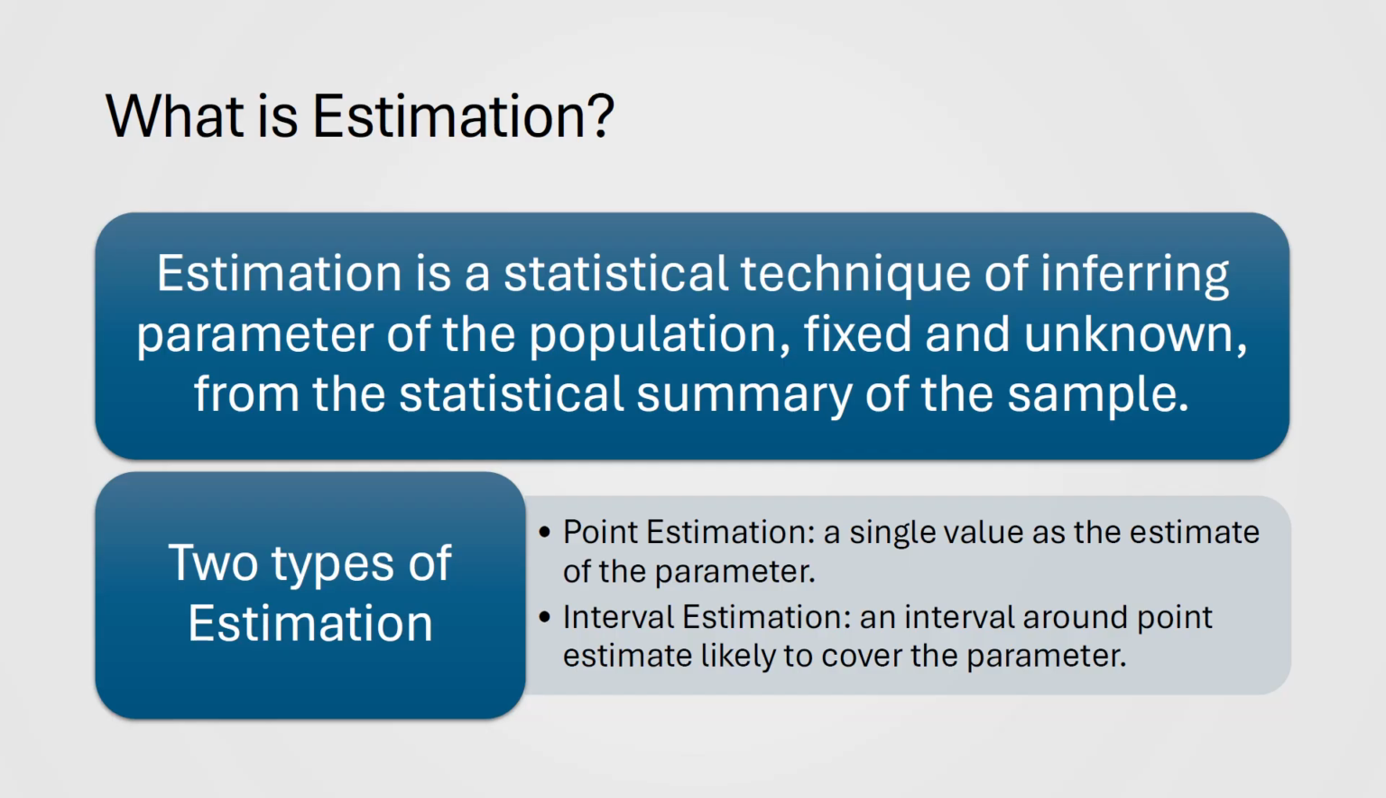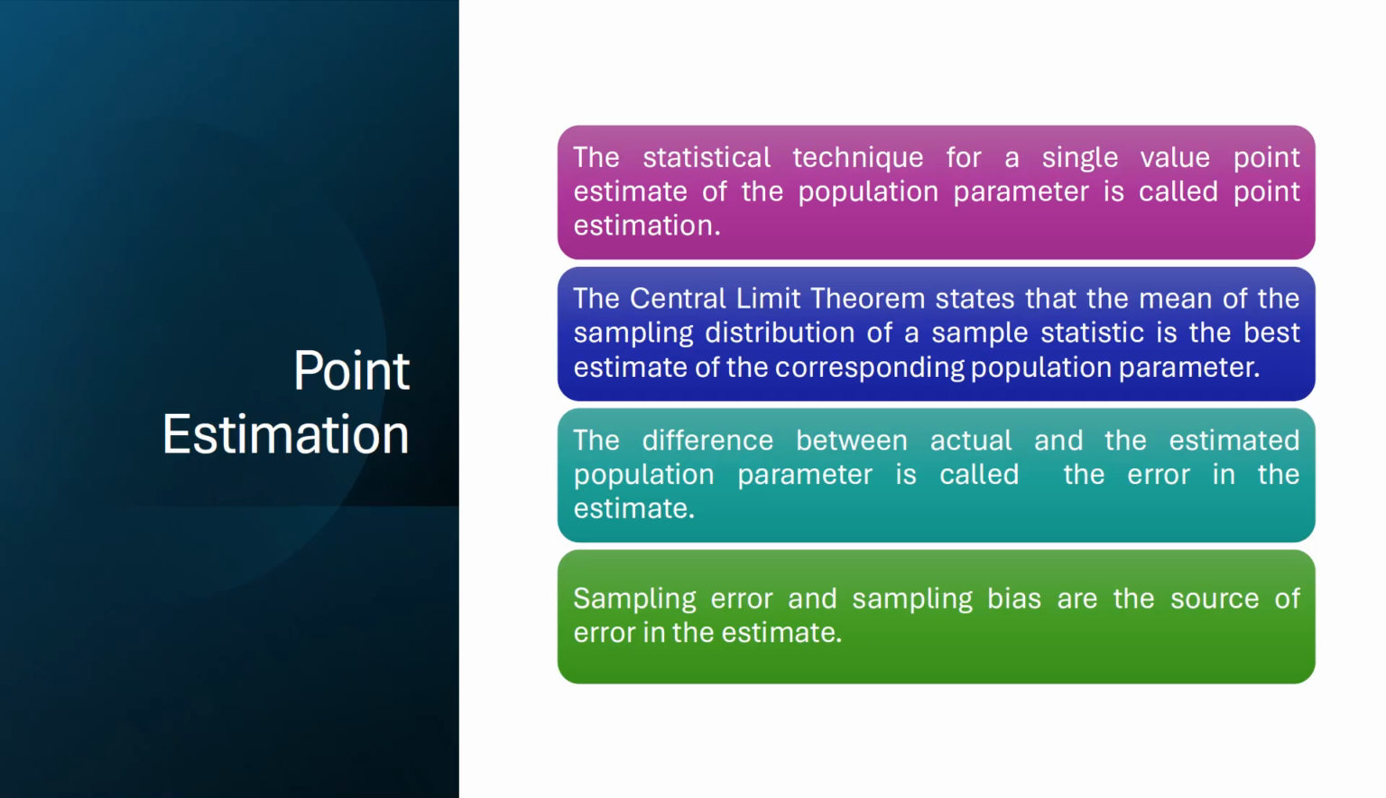Let's understand what point estimation is, what its limitation is, and how the central limit theorem helps us. The statistical technique for a single point estimate of the population parameter is called point estimation, and the estimate is called the point estimate. The central limit theorem states that the mean of the sampling distribution of a sample statistic is the best estimate of the corresponding population parameter.